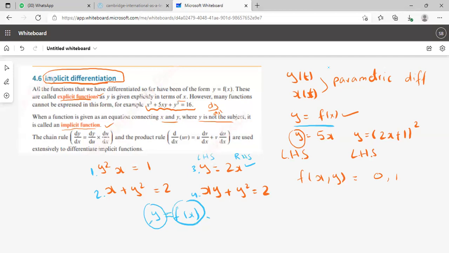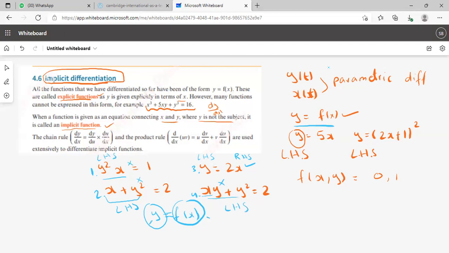Here we clearly have only y on the left hand side and only x on the right hand side. But if I talk about example 1, we have a mixture. We have y square and x. Both of these terms are at the left hand side. Similarly, if I talk about this part, again we have both types of variables on the left hand side. Again, in this fourth example, both x and y can be seen at the left hand side. We don't only have y, but we have x as well. So these are not explicit functions.